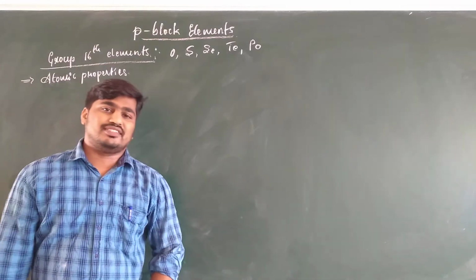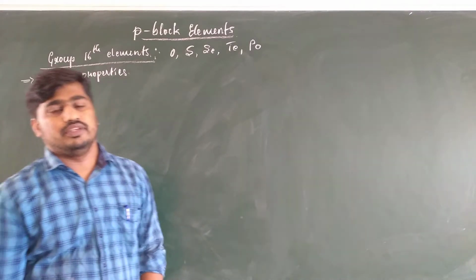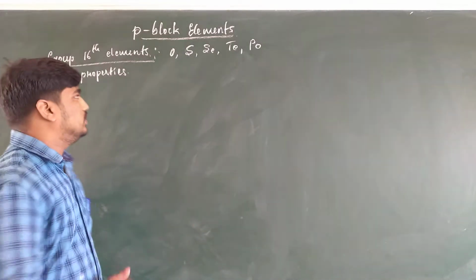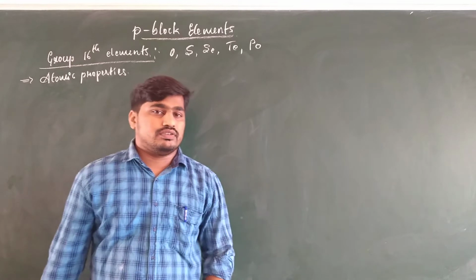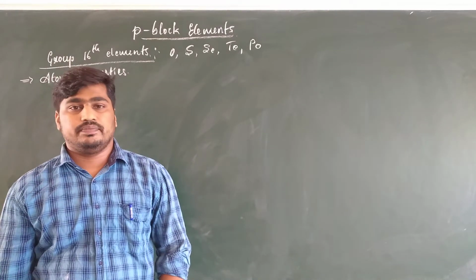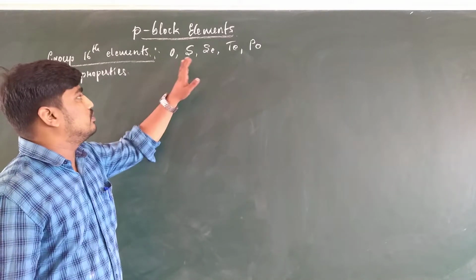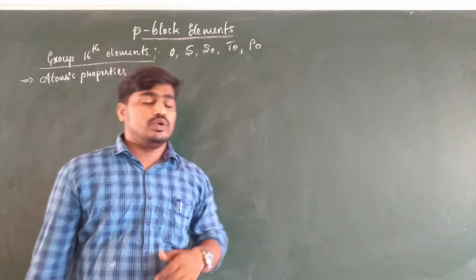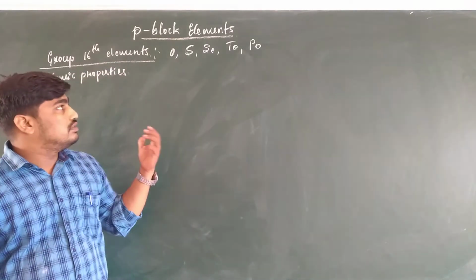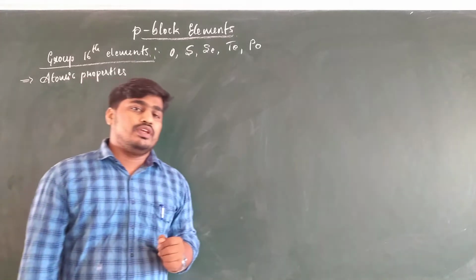Good morning, students. In the previous video, we had a discussion over the introduction part of group 16 elements. The group 16 elements are oxygen, sulfur, selenium, tellurium, and polonium. So these are the five elements present in group 16.